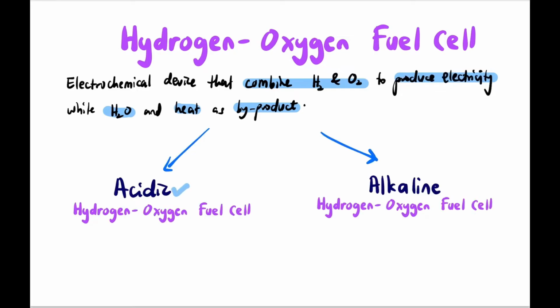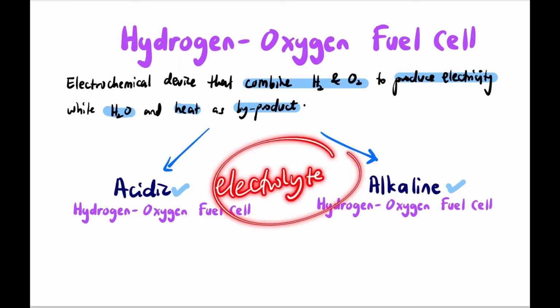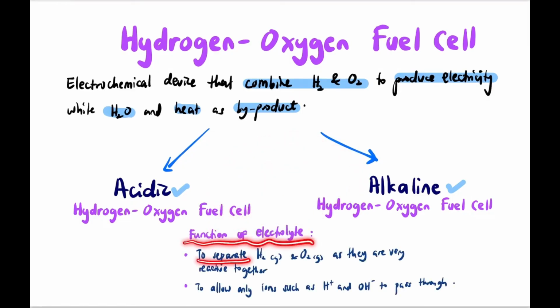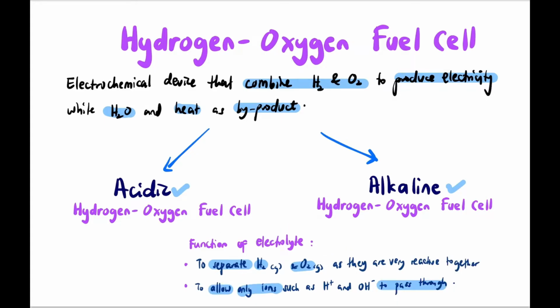In general, ada dua jenis hydrogen oxygen fuel cell, acidic or alkaline, depends on apa jenis electrolyte yang kita pakai dalam fuel cell tersebut lah. So the function of electrolyte dalam fuel cell tu sebenarnya to separate H2 dan O2, sebab kalau diorang bergabung direct, dia akan very reactive, explosive. Dan other than that, dia akan allow certain ion macam H+ dan OH- to pass through them.